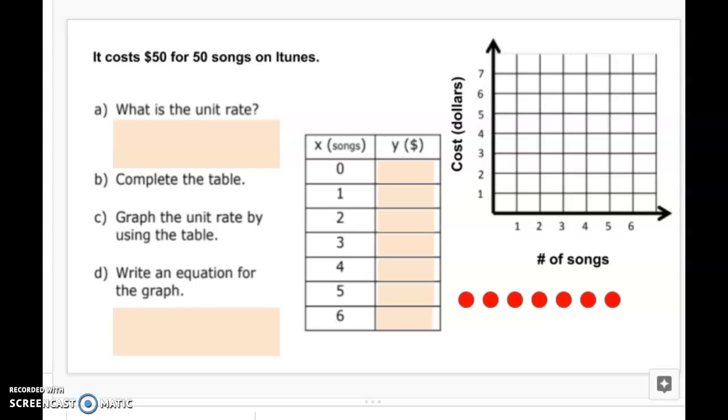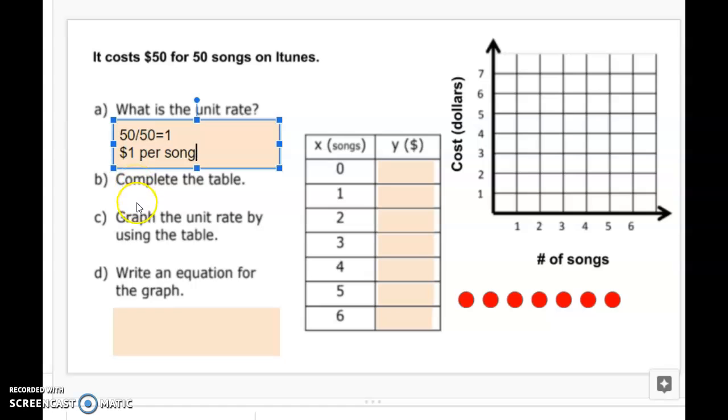Question A says, what is the unit rate? So we want to know how many dollars per song. So let's make our fraction. $50 per 50 songs. Well, 50 divided by 50 is 1. So our unit rate is $1 per song.